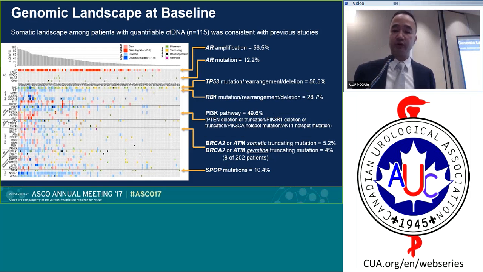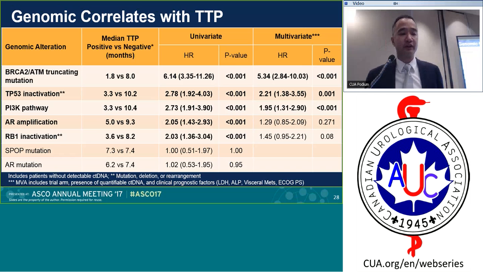And basically, we showed what we thought we would see, which is patients have AR amplification, P53 mutations, RB1 mutations, PI3 kinase pathway alterations, and also, more interestingly, we know that DNA repair alterations are very important in subsets of prostate cancer patients, and about 20% of patients have issues with this, so BRCA2, ATM. And what we showed is that these were correlated with outcomes.